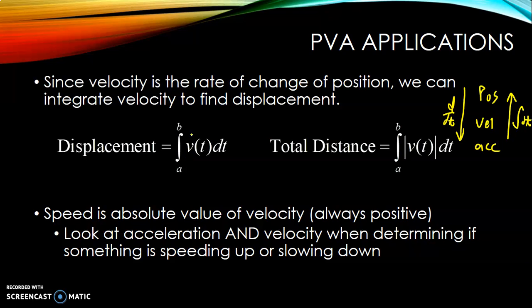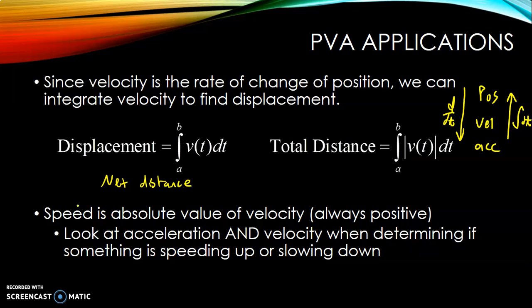If we do the integral of just velocity, that will be displacement. That's basically the net distance traveled. If we do the integral of the absolute value of velocity, then it will get the total distance traveled. It'll take the area, whether it's above the axis or below the axis, and make it positive. So whether we're moving in the positive direction or the negative direction, we're going to count that distance. The displacement, the positive and negative, will cancel each other out.